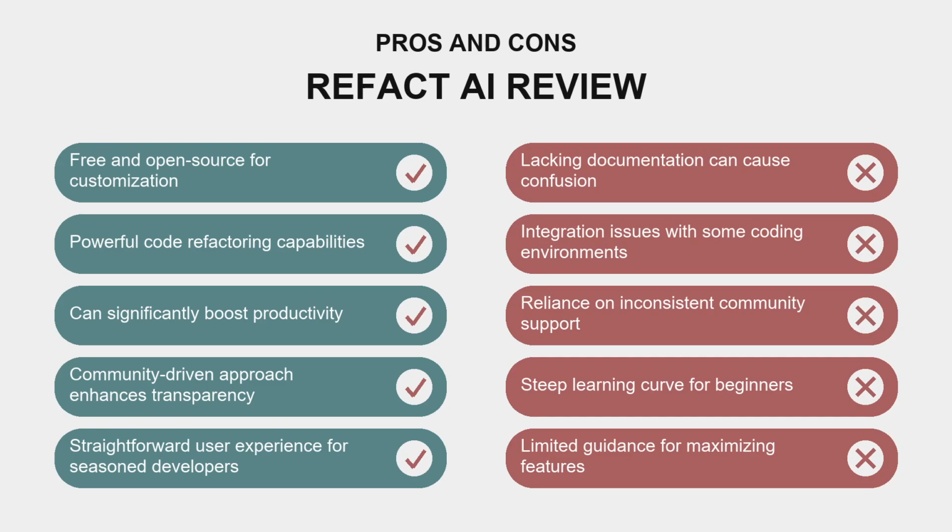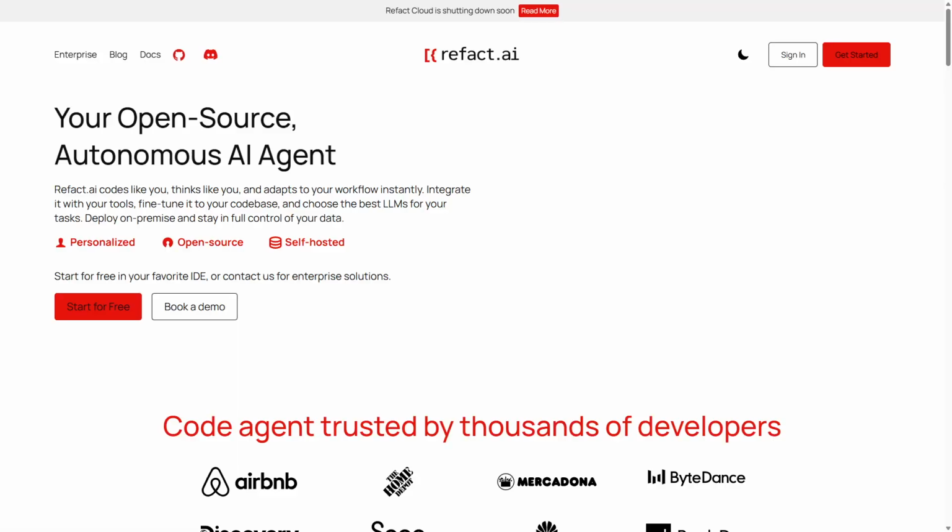But there are a few drawbacks. The documentation is lacking, which can lead to confusion. Also, some users might find that it doesn't integrate smoothly with all coding environments, which could limit its usefulness. Trust is another concern. While being open source is a plus, it also means you need to rely on community support, which isn't always consistent. If you're a beginner, you might feel overwhelmed, while seasoned developers may appreciate its depth, but still want clear instructions.